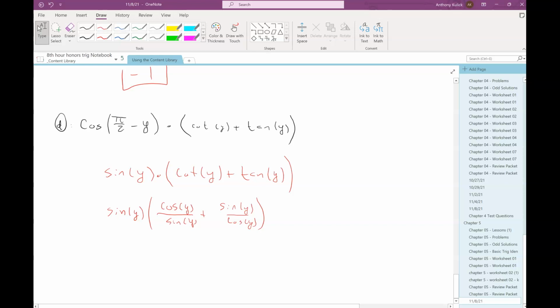What do you want to do here? Well, it's not 1 because you don't have a common denominator. It's not being multiplied, right? It's being added.